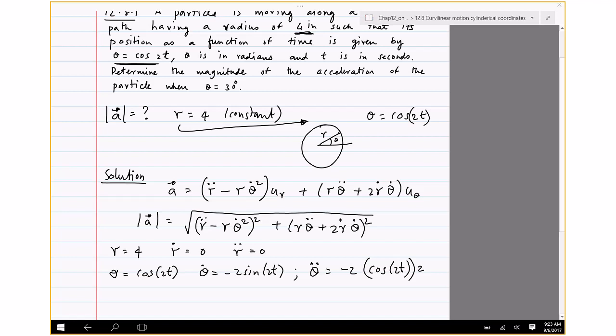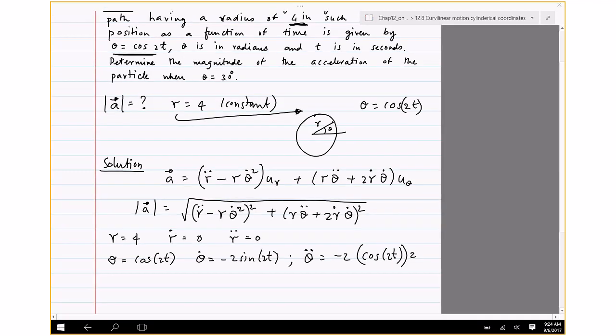Okay, so I have a formula for r, its derivatives, and theta and its derivatives. However, I'm not able to find a numerical value for acceleration because I do not know what t is. So if I can find t, then I can find what theta and its derivatives are, right? How can I solve for t? So we know it's 30 degrees. So right, we know something about theta. We need to find time t when theta is equal to 30 degrees.